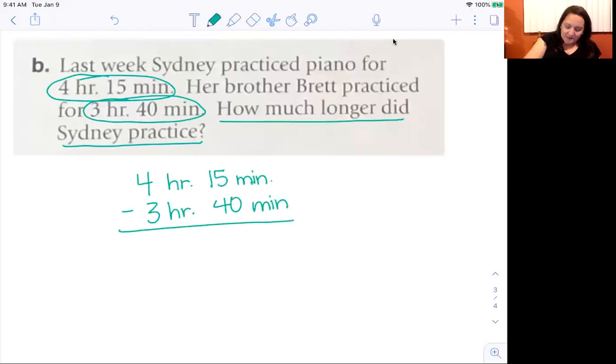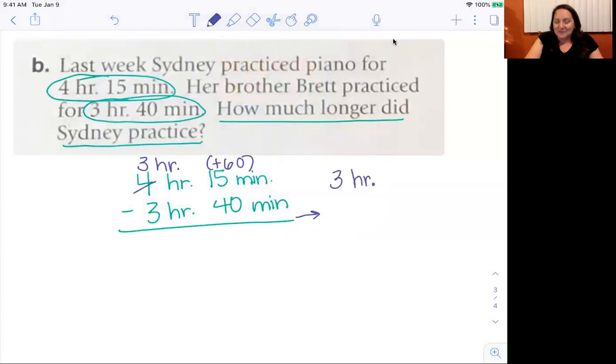Okay, let's go ahead and subtract. I'm going to use a different color. 15 minus 40. Can we do that? Nope. So we'll have to go to the hours and take 1 away. And then how many minutes are in an hour? 60. So we're going to add the 60 minutes here. And remember, if we subtract, we're going to write a brand new problem out. So we have 3 hours, 60 plus 15, 75 minutes minus 3 hours, 40 minutes.